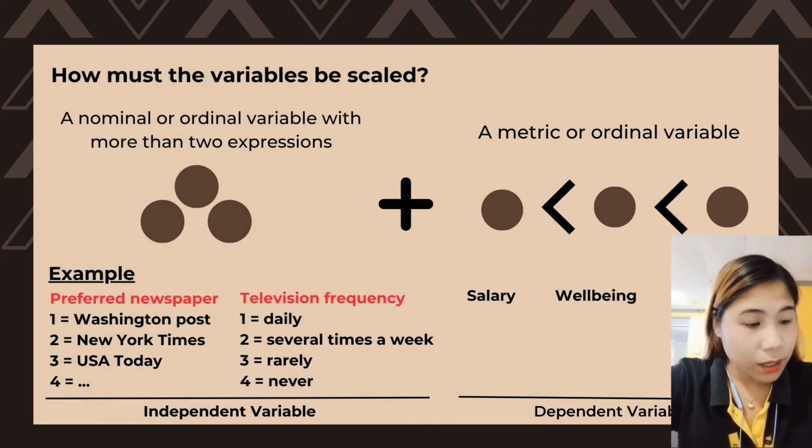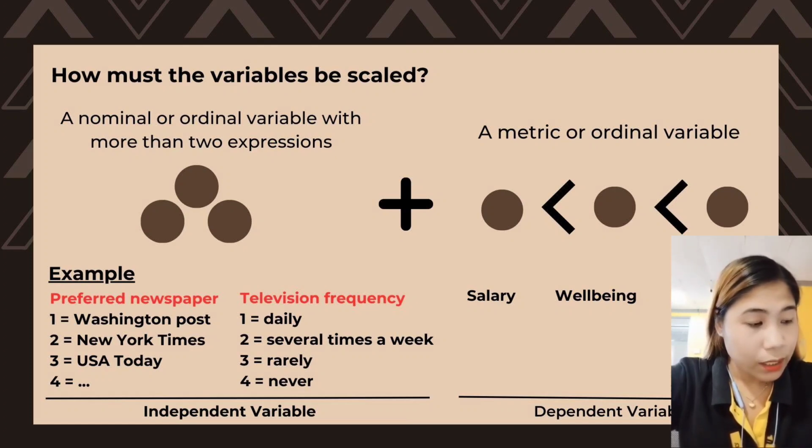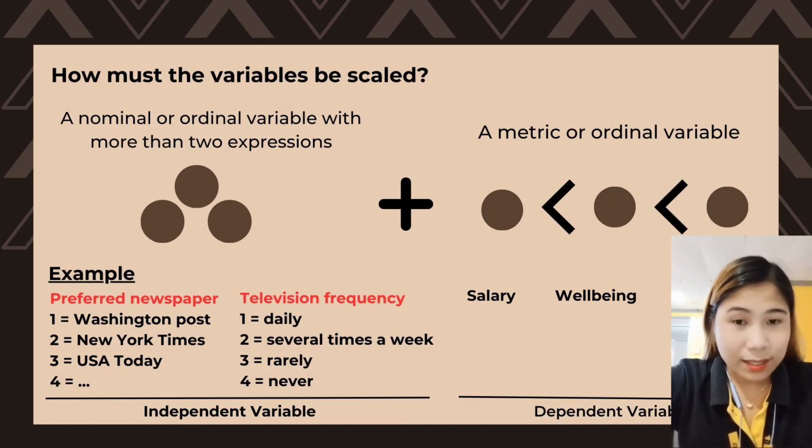So, next naman natin is yung dependent variable na metric or ordinal variable. Since dependent variable siya, sa isa lang siya na hindi siya nakadepende sa iba. So, example, yung salary, well-being at weight. So, hindi sila connected sa isa't isa. Yun yung pinagkaiba pag may more than 2 expressions sa isang expression yung binigay.